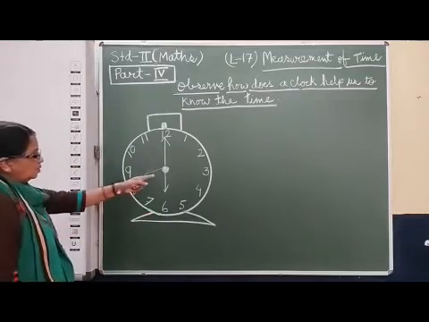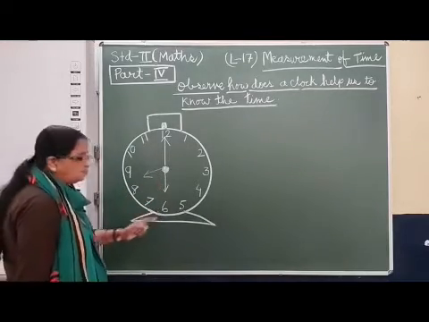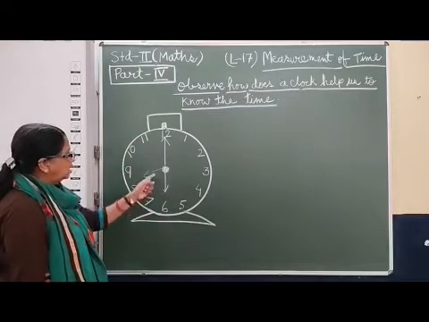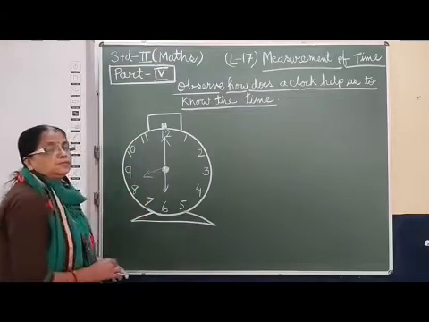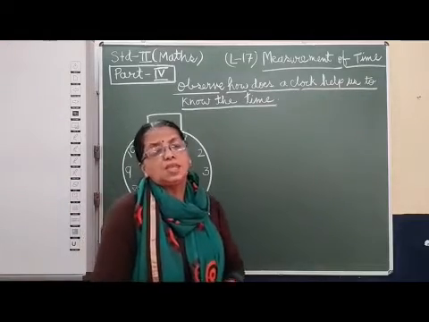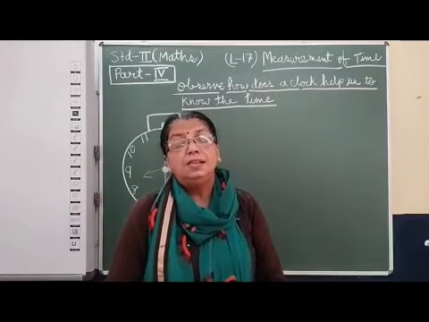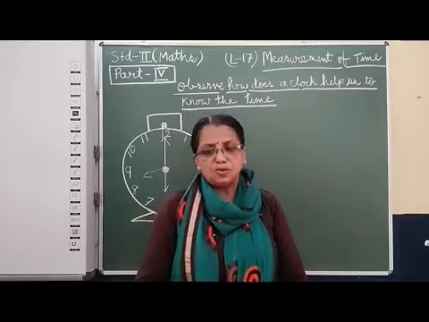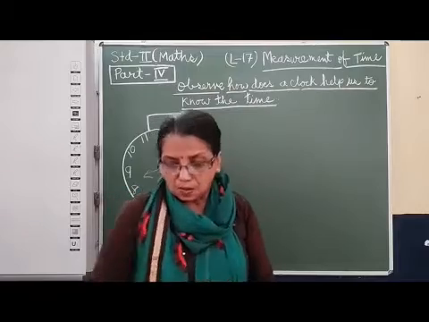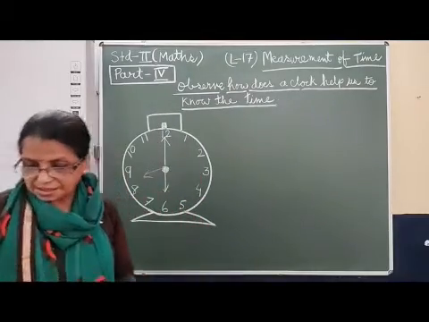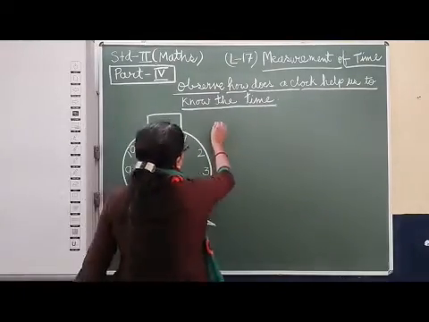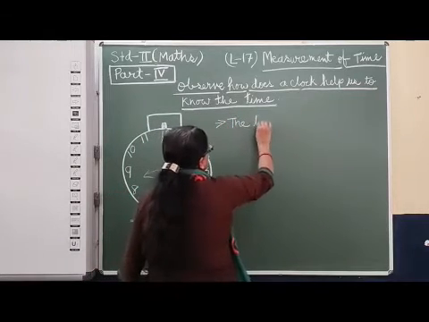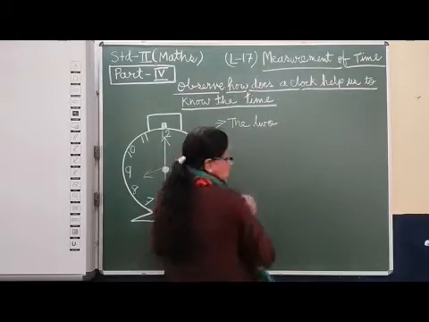Okay. So you can see here the small hand is at 6 and the longer hand is at 12 and the second hand is moving. So if I ask you, you will say that the clock is now showing the time 6 o'clock, isn't it? So if we write about a clock, what will we write? Yes, we can write about the clock.